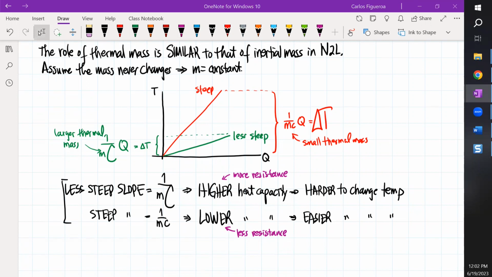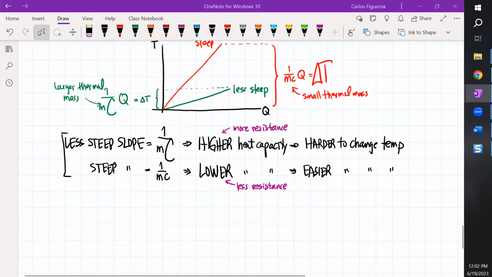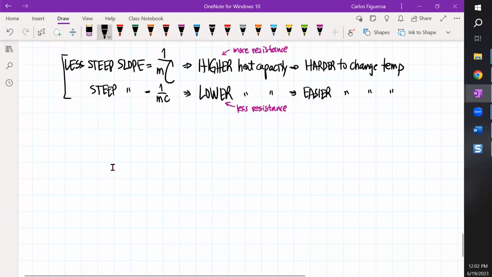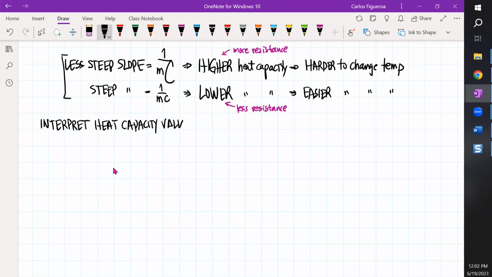So now, here's what we should start to look at. What I want to show you is that I want to interpret heat capacity values. And what I'm going to do is use PhET, and I'm going to use the applet States of Matter, which is provided in the link.